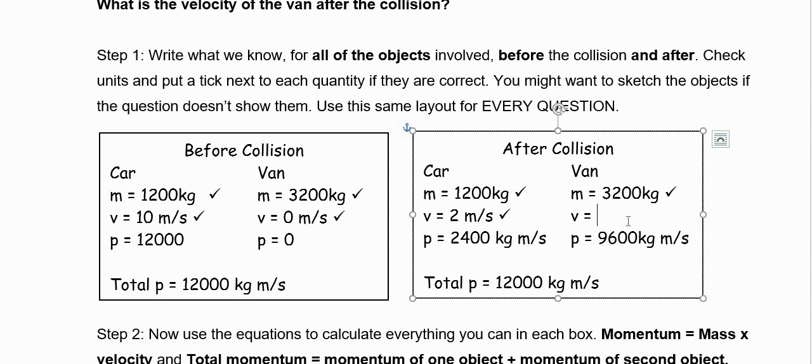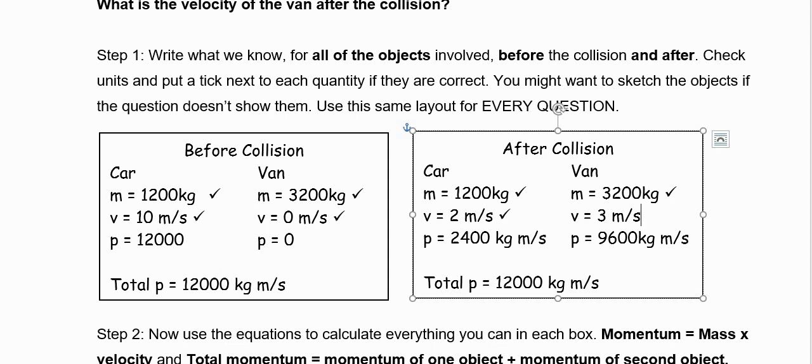So, what do we have here? We've got 9,600 divided by 3,200. Put into a calculator if we need to. This is actually a nice number. We'll get out 3 meters per second. And that is in the forward direction. It's a positive number, so it is going to be going to the right-hand side. Remember, it's asked for a velocity, so we should probably say 3 meters per second to the right.